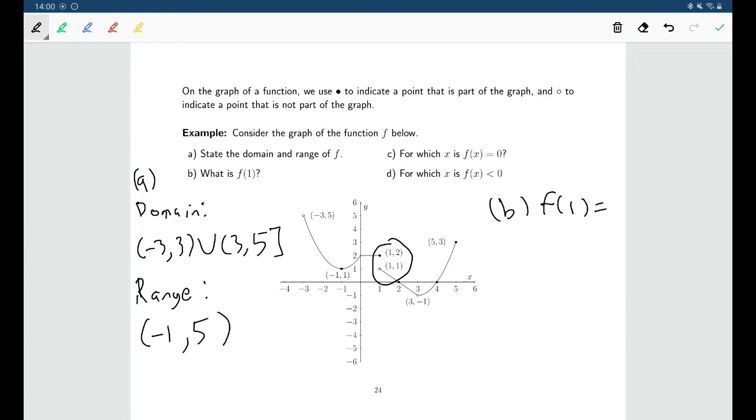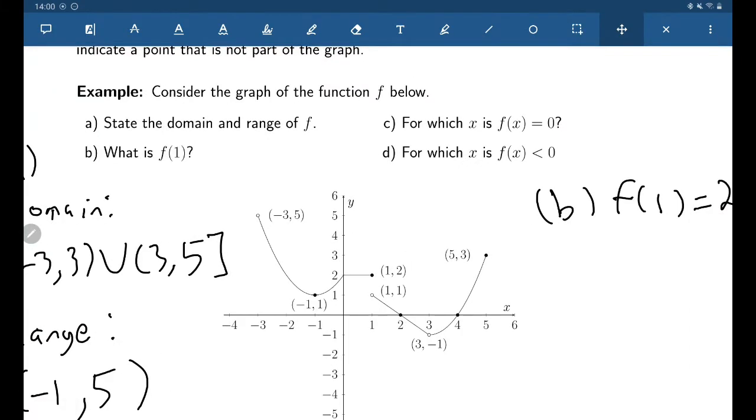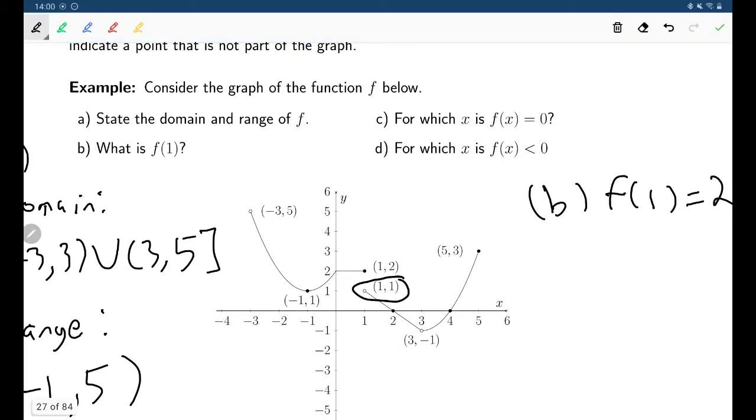And the correct answer to give would be when x is 1, the y value is 2. And that's because if we're looking again at zooming in on our graph, when x is 1, the y value of 1, that is not the point that's being included. So the value is not 1 when x is 1. Rather, the point that's being included is the point (1, 2). When x is 1, y is 2.